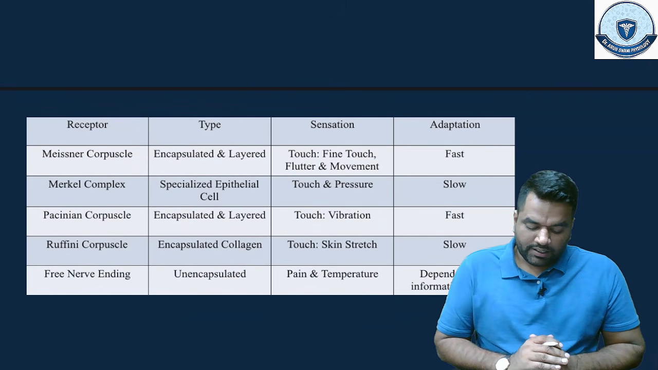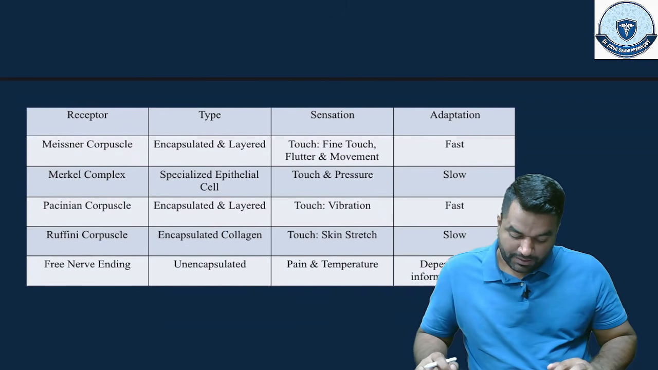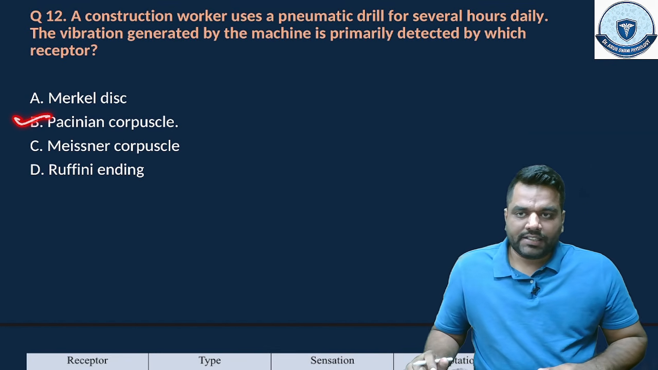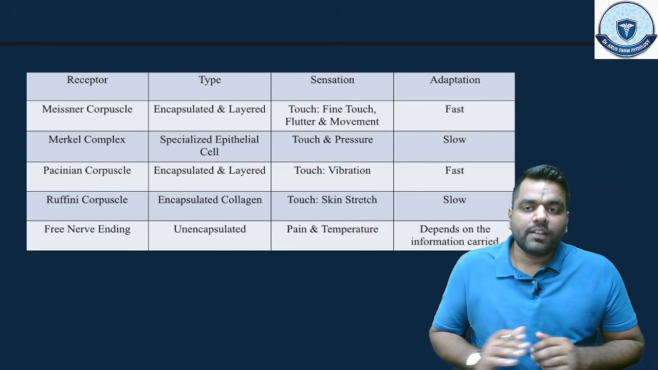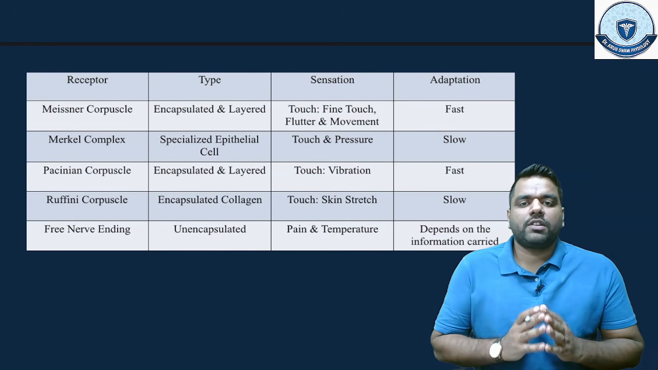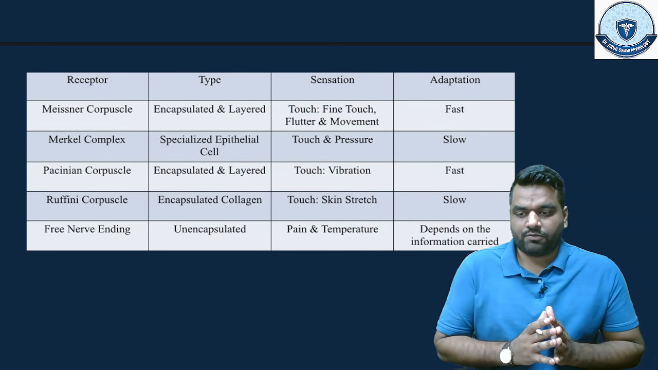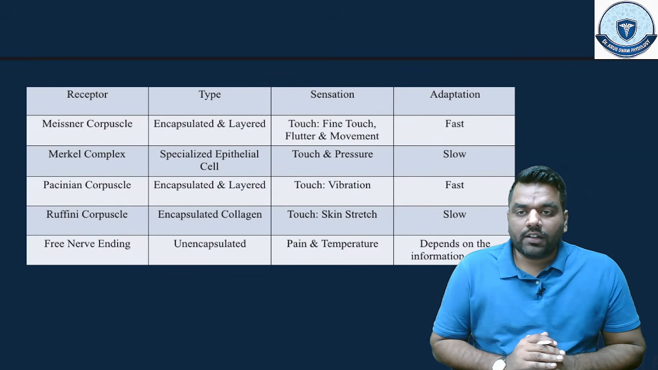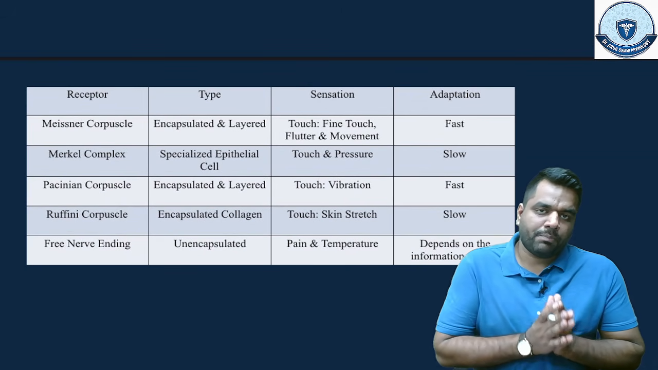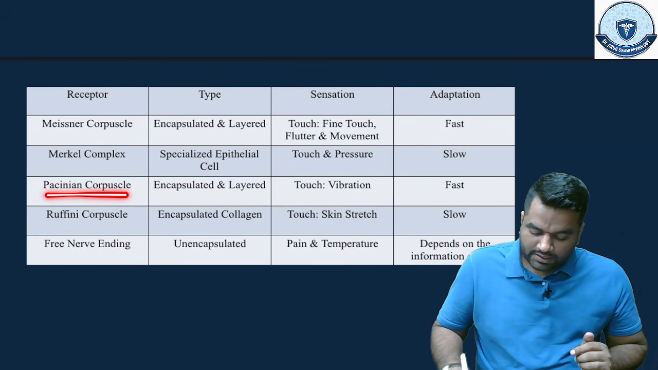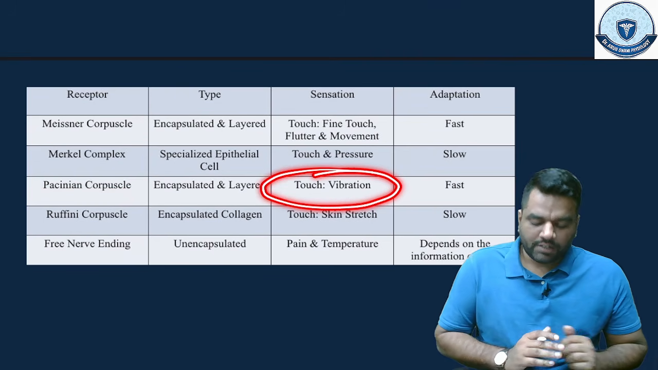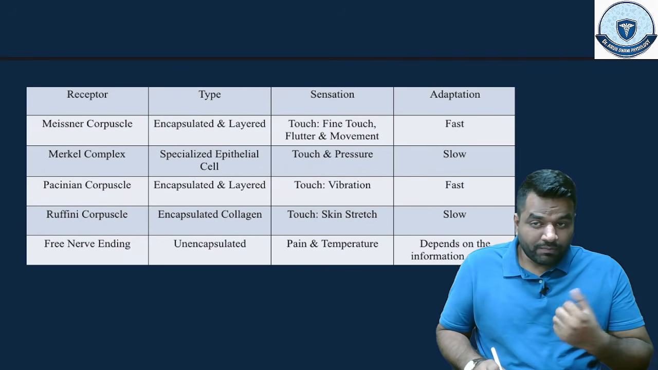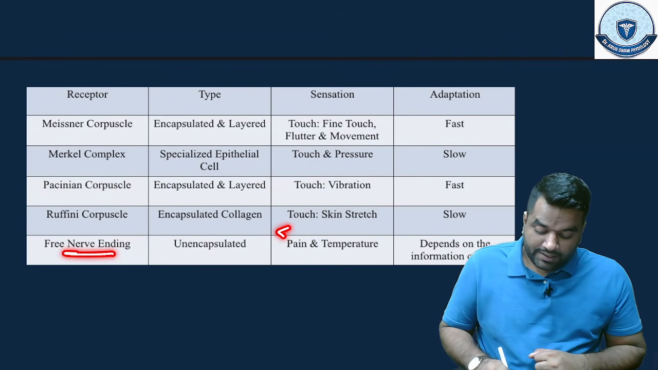So please pay attention, guys. Sorry, not Meissner corpuscle. This is B, Pacinian corpuscle. The Meissner corpuscle is for fine touch and flutter movements. Then the Merkel disc is for touch and pressure. The Pacinian corpuscle is for vibration, deep vibration. Ruffini is for skin stretching, and free nerve endings for pain and temperature.